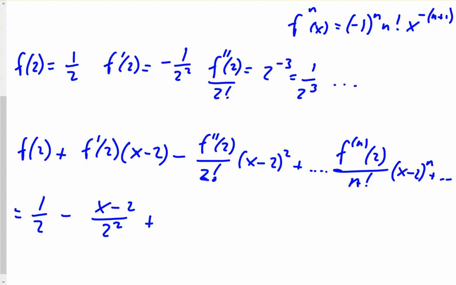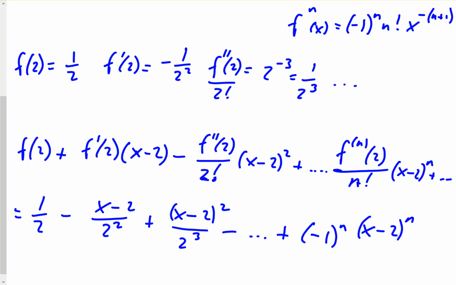plus x minus 2 squared over 2 cubed, minus, and then to generalize it would be negative 1 to the n times x minus 2 to the nth power over 2 to the n plus 1. Okay, so that would be the Taylor series.